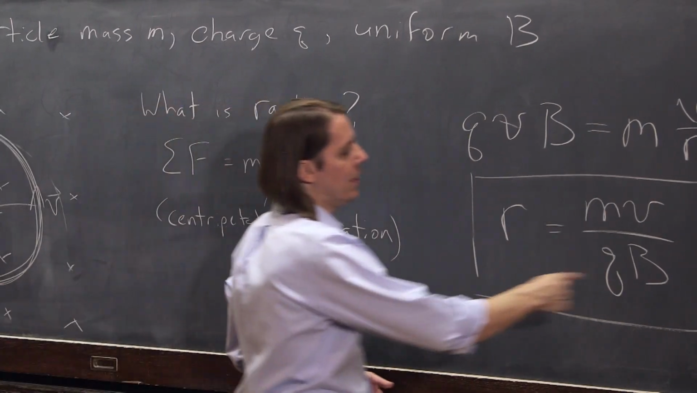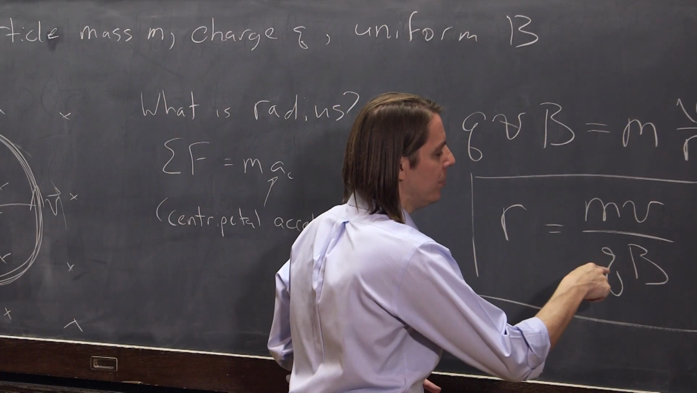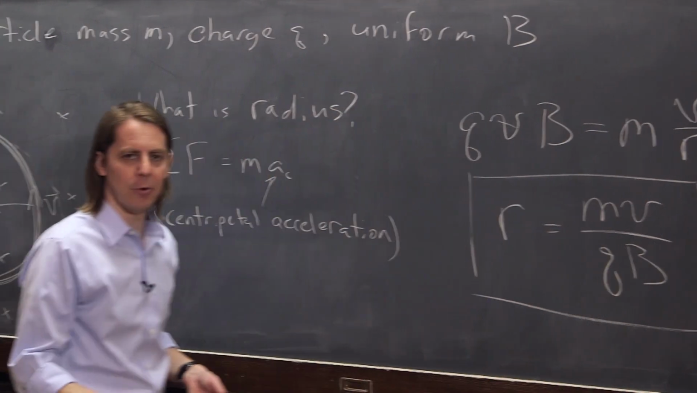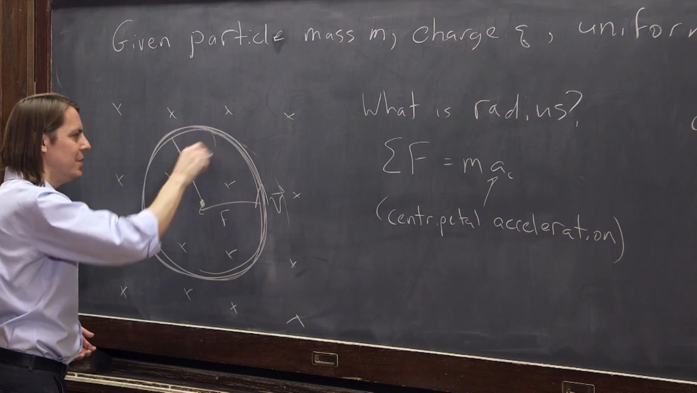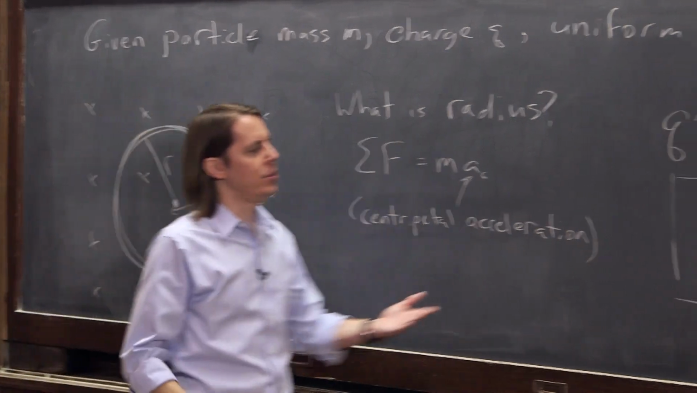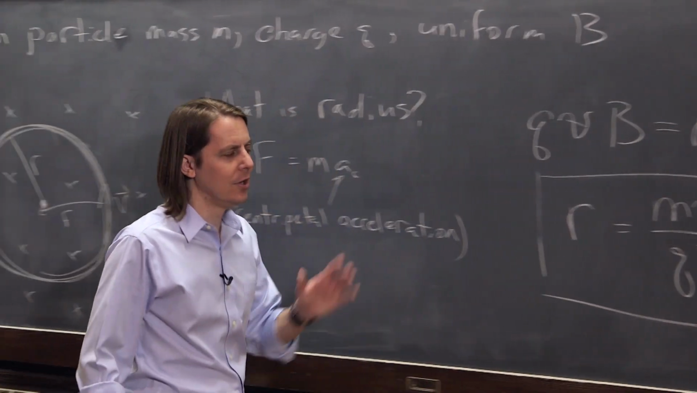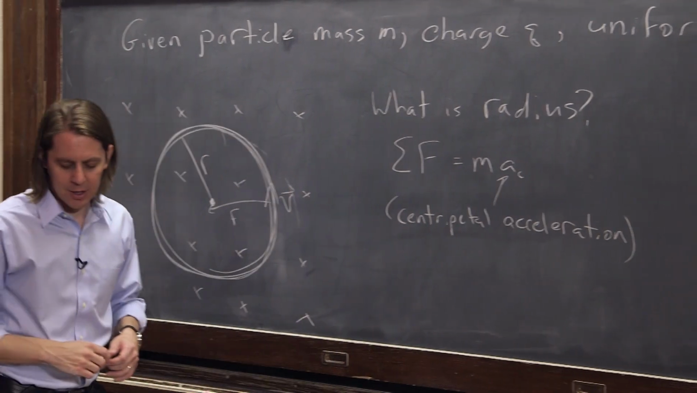And q and B are related to the force. The bigger q, the bigger the force. The bigger B, the bigger the force. The bigger the force, the bigger influence it has on the motion. So it's going to push it even harder. So therefore, the bigger q and B, the smaller the radius. So that one makes sense. The radius is mv over qB.